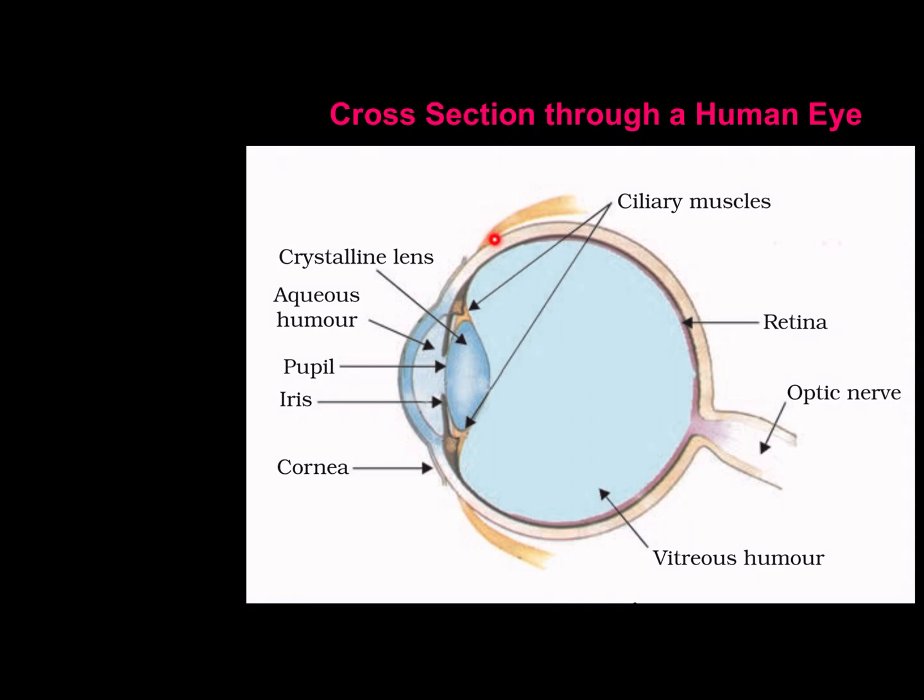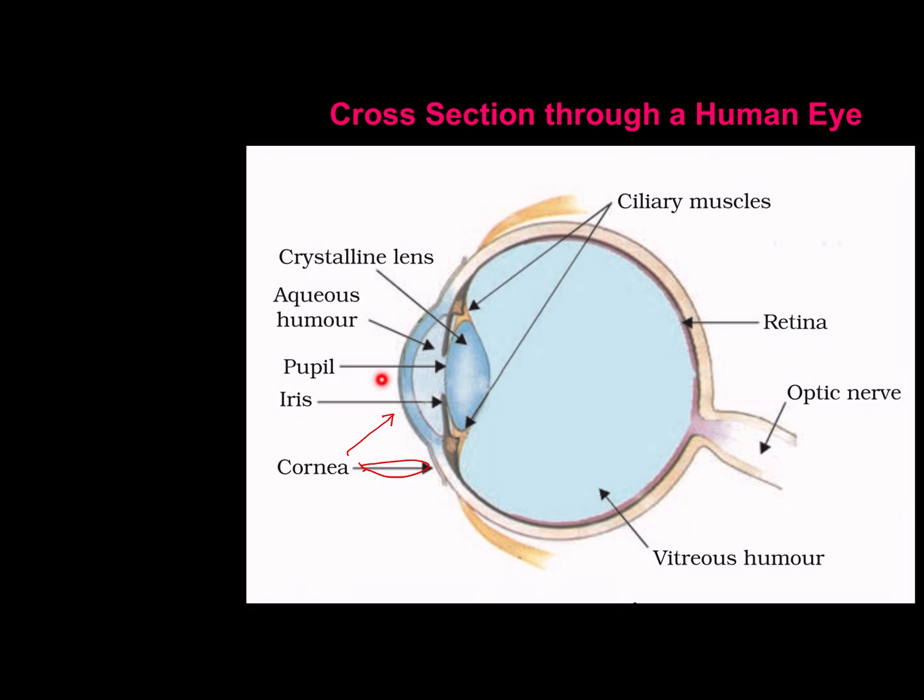See, the eye is roughly spherical. It is spherical in shape and it is totally covered with a tough white-colored layer. That layer is called sclera. But in the front part of the eye, this layer is transparent. This transparent part is called cornea. This cornea is here, not here. Most of the refraction takes place at the outer surface of the cornea. So the cornea allows the light to enter the eye.